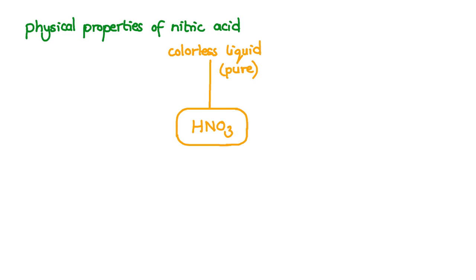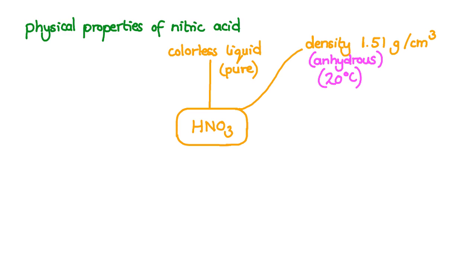We have seen that nitric acid in its pure form is a colorless liquid at room temperature, although commercially available nitric acid is yellow-brown because of partial decomposition to nitrogen dioxide gas. Its density is 1.51 grams per centimeter cubed. This is for the anhydrous or water-free version of nitric acid at 20 degrees Celsius. Commercially purchased concentrated nitric acid is not anhydrous, but is about 68% by mass of nitric acid dissolved in water.